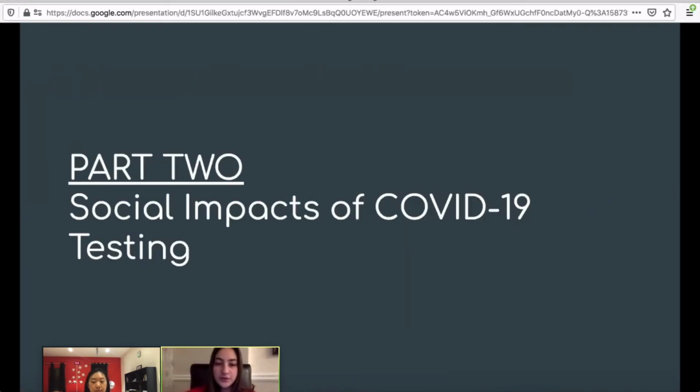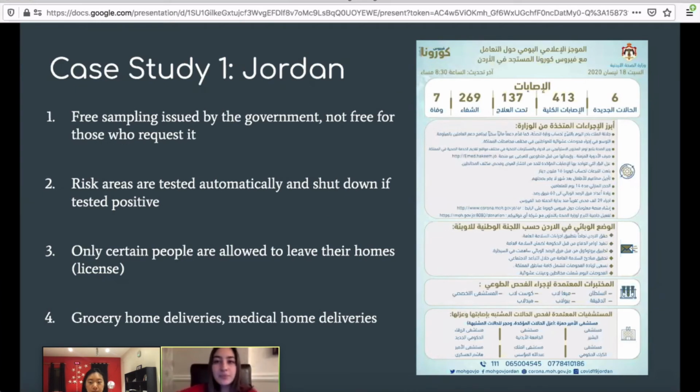Moving on to the second part of this presentation, which involves the social impacts of COVID-19 testing in 2 different case studies, the first of which is Jordan. Now, sampling or testing is issued freely by the government, but not for everyone, only for places that are kind of like risk regions. Risk areas are tested automatically and freely and then shut down if tested positive. And only certain people are allowed to leave their homes. For example, people that need to go to banks to pay their taxes, people who need to go to the hospital or are leaving the hospital, people who have certain causes of death or cancer, pregnancy, and a few other things.